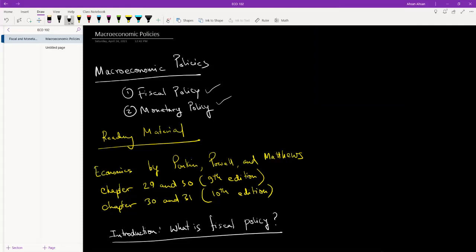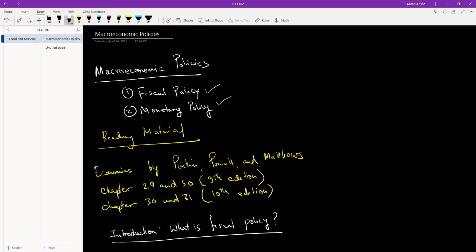Now these two policies are covered in separate chapters in the book, but since this is the final chapter of the semester and this has been a long semester, let's say, I'm going to try and keep things very simple. I'm not going to go into too much detail and just try to give you a basic idea of what a fiscal policy is and how it is implemented by the government, and then what a monetary policy is and how it is implemented by the government. And we're not going to go into too much detail after that.